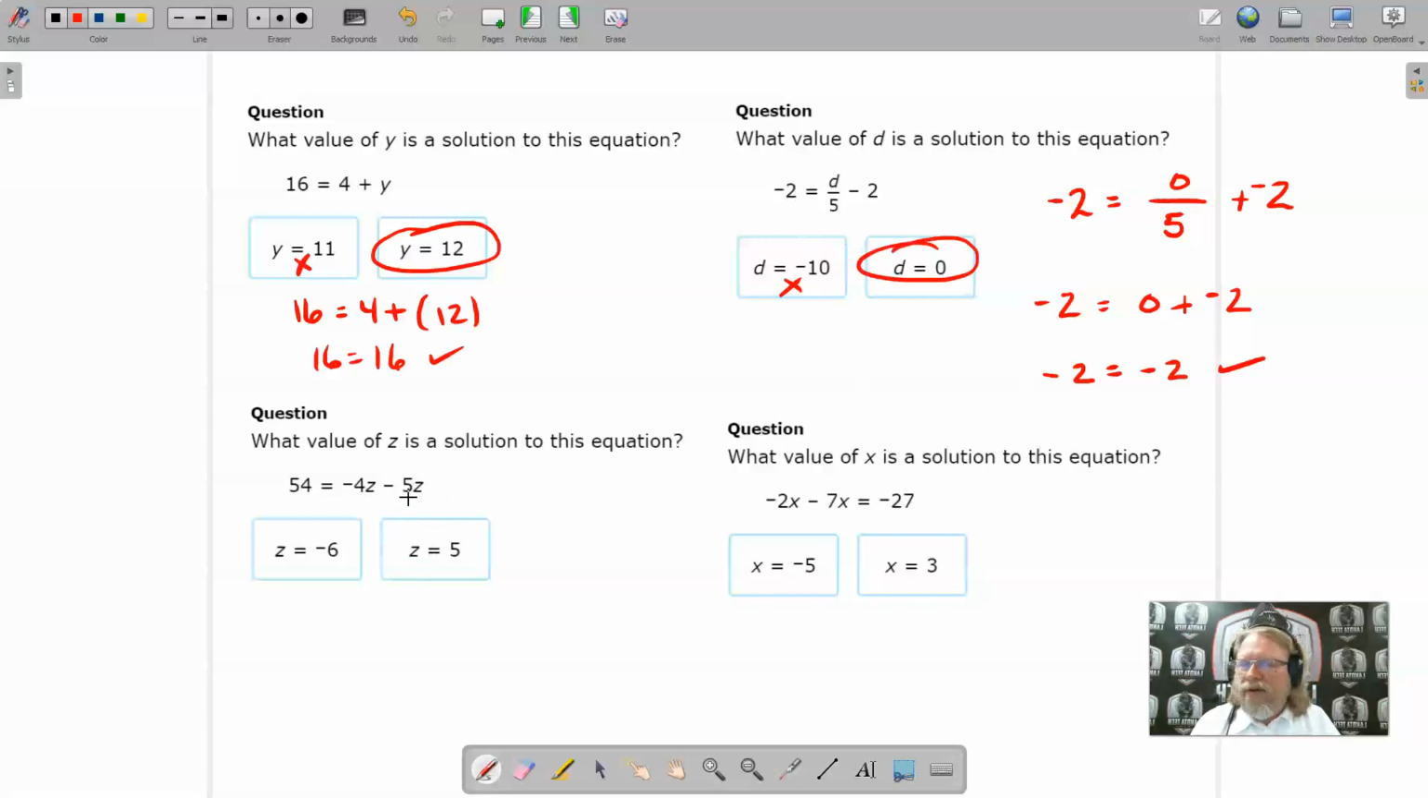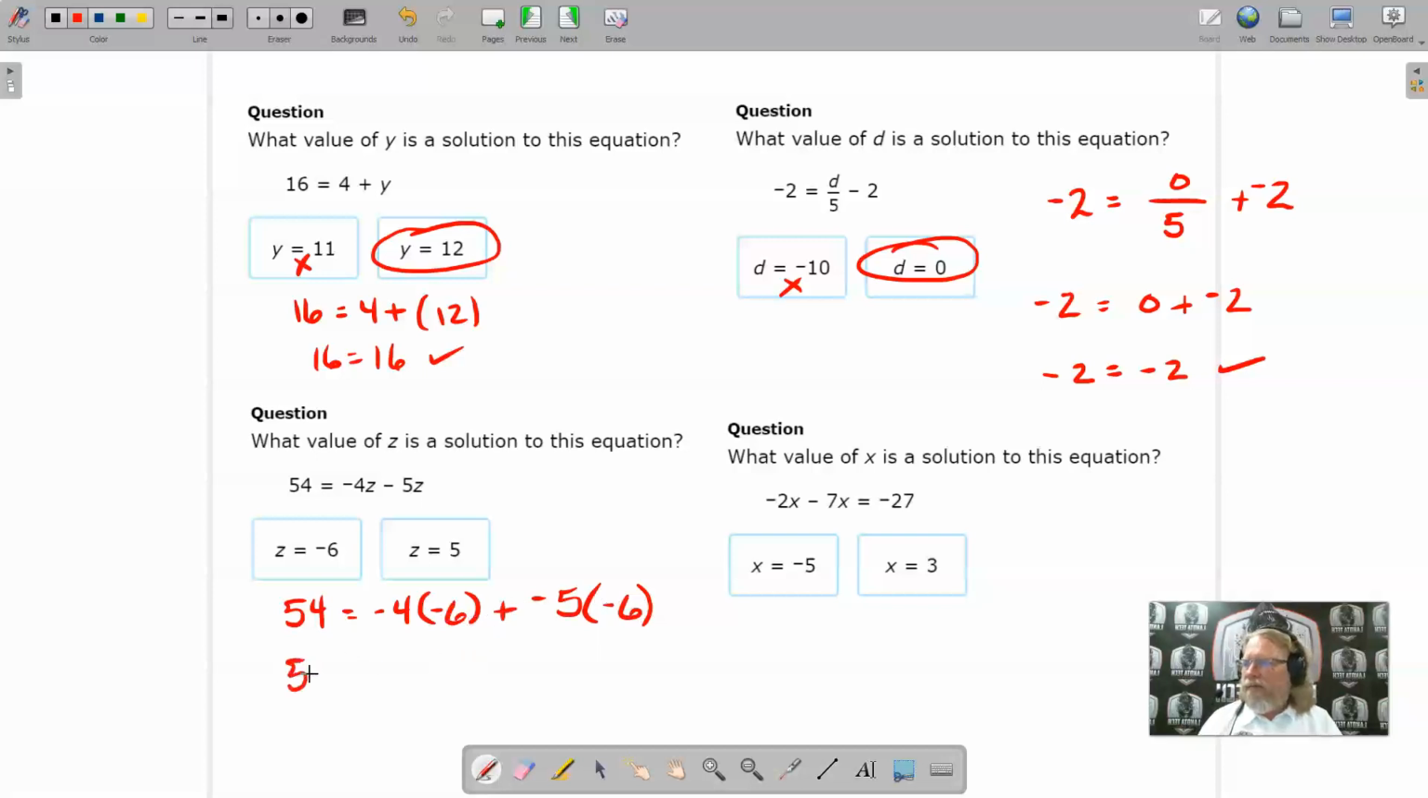We have two variables this time, so we're going to have to do some more plugging stuff in there. And so let's rewrite it. 54 equals negative 4 times whatever z is, minus, and I'm going to change that subtraction to addition and then take the opposite of what comes next, which is the 5 times whatever z is. So let's go ahead and use the negative 6 first. Plug in negative 6, and it goes where both of those z's are at.